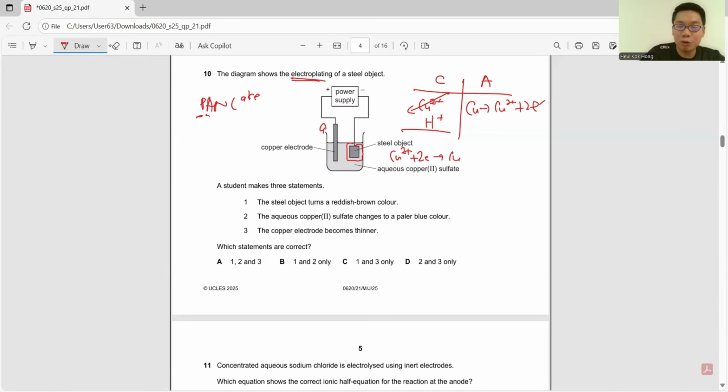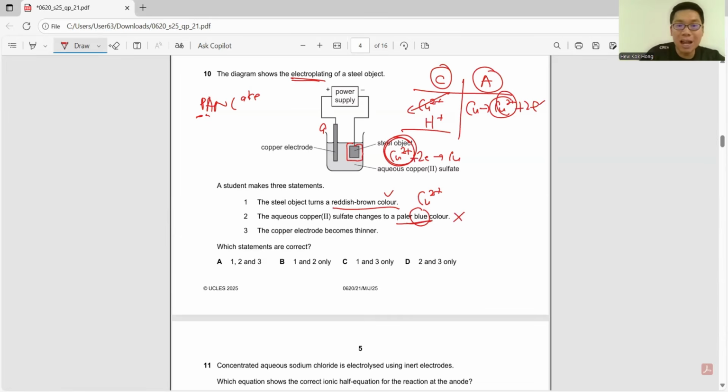So a student makes 3 statements. First, the steel object turned reddish brown color. Yes, because the surface is covered by a layer of copper. Number 2, aqueous copper sulfate changed to paler blue color. The blue color is based on the concentration of copper. And we found that here we are using copper ion at the cathode, but at the anode we continuously produce copper ion. That's why it balances out. The concentration of copper does not change. So no change in color.